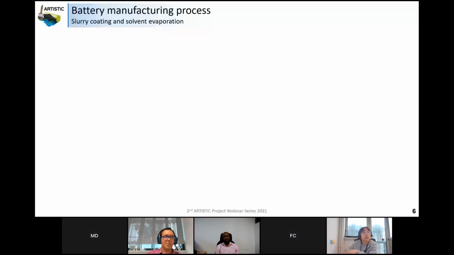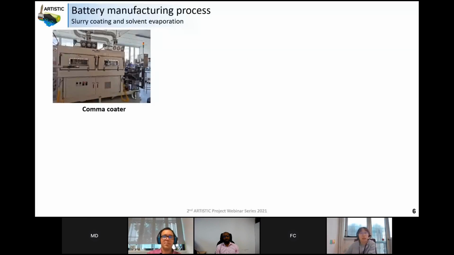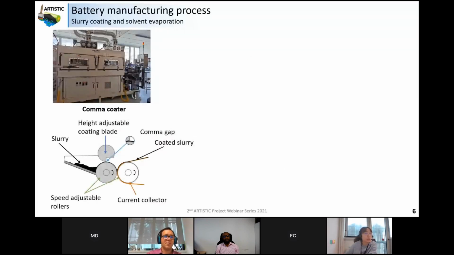We use a comma coater to do the coating. As demonstrated in the figures, the slurry passes a comma gap and is cast on the current collector. As the roller rotates, it is cast on the current collector.